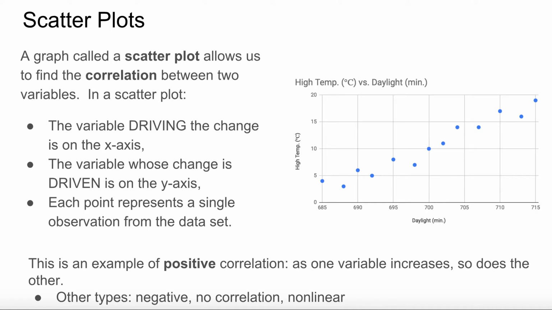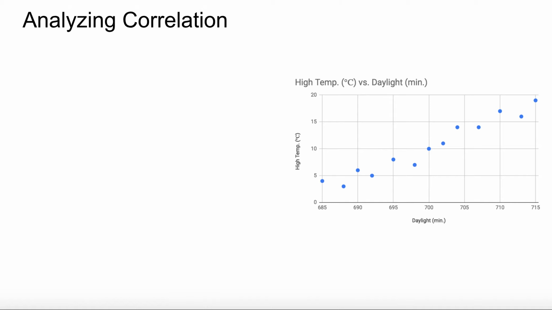One thing you're going to see and need to learn in this level is about other types of correlation: negative correlation and no correlation, and sometimes correlation that's nonlinear. So I'll leave those for you to discover as you work on this level. Now, we have a scatter plot.